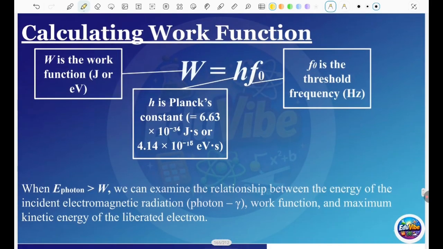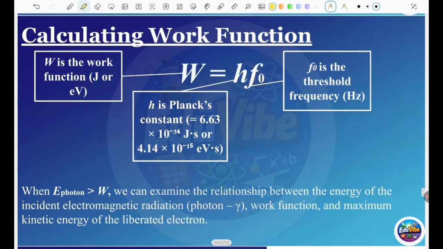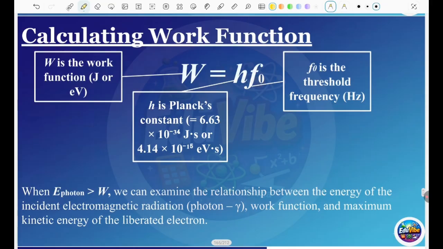Then, calculating the work function. You will probably be asked questions about the work function, so we have to know the formula, which is on your formula sheet. The work function is equal to Planck's constant times the threshold frequency. W is the work function in joules or eV, h is Planck's constant, and f0 is the threshold frequency in hertz.